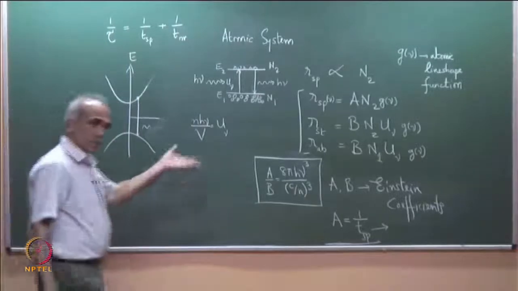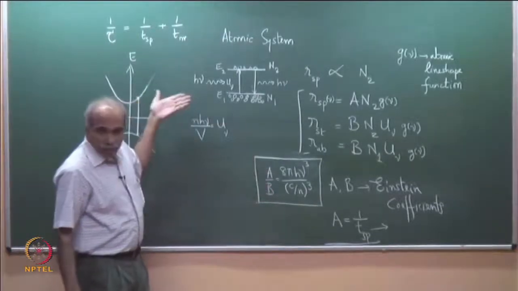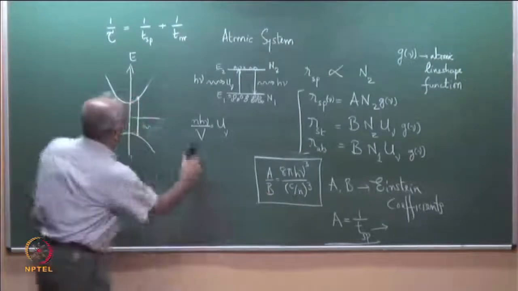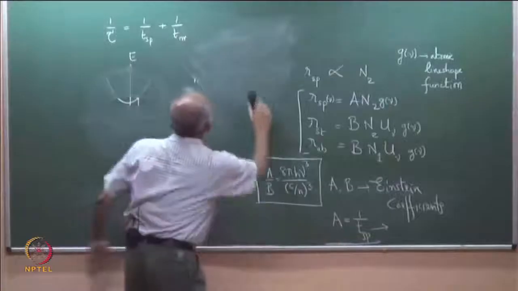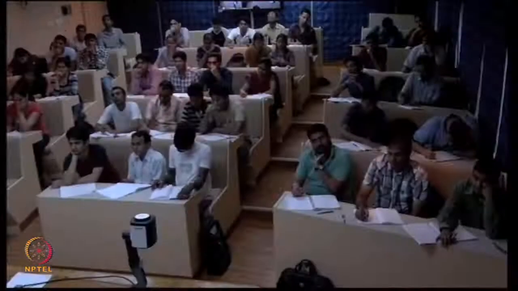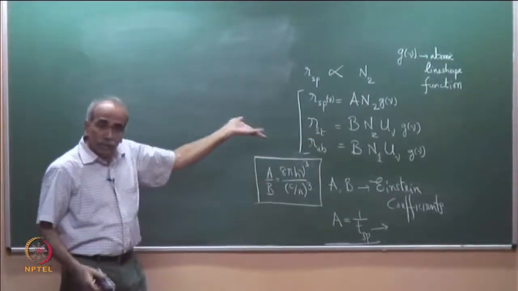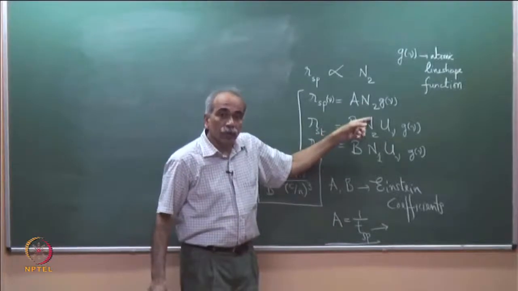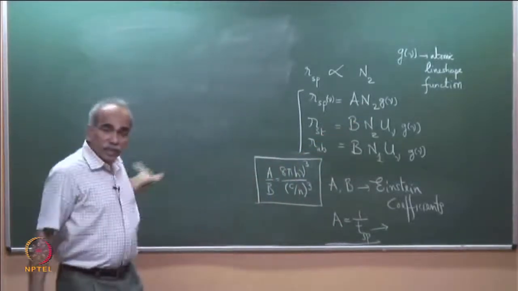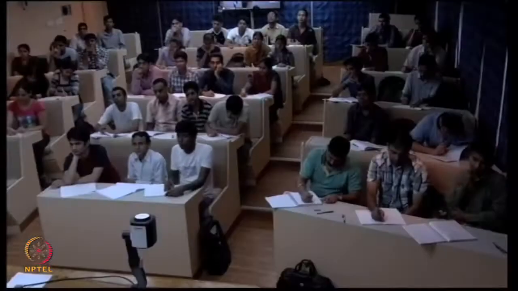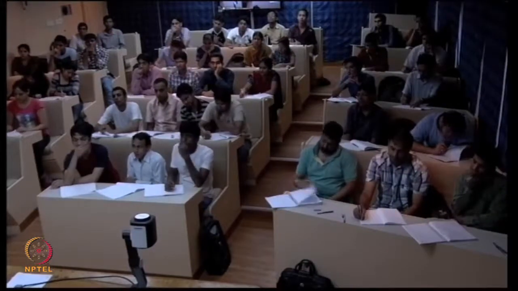Why I am writing this is because the coefficients that we have in semiconductors, A and B, also have the same relation. Therefore, this I have written for the atomic system, and now I write for the semiconductors, and then you can see the comparison between an atomic system and semiconductors. Here we are writing N1, N2 as the number of atoms, here we are dealing with electrons and holes, but you see the similarity and the relations.